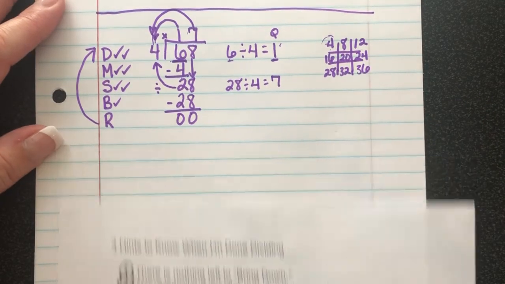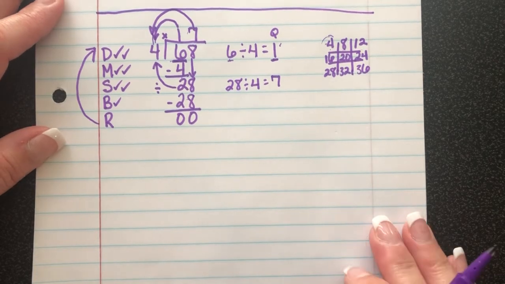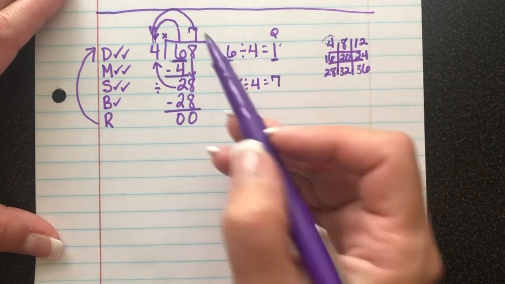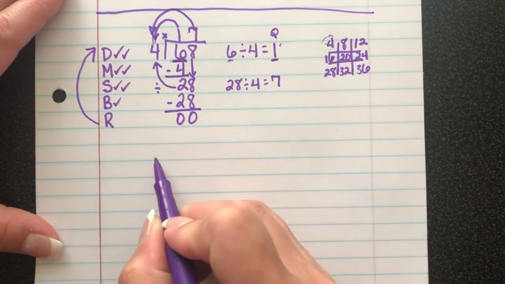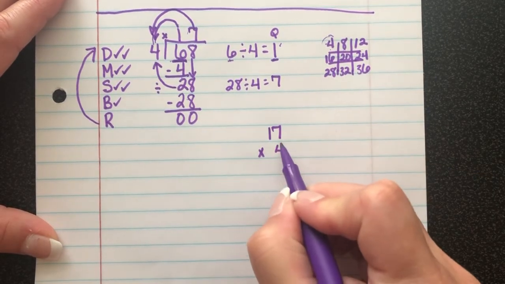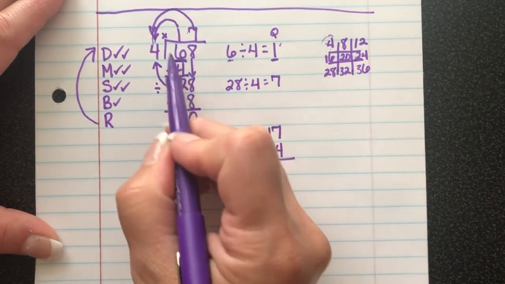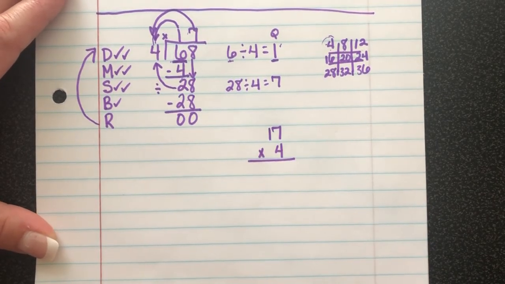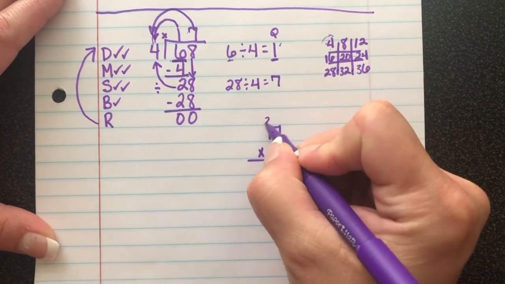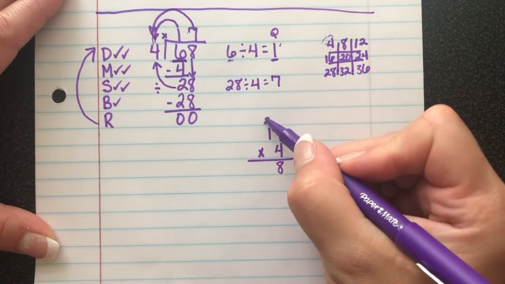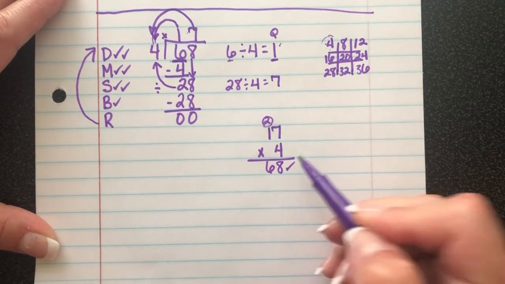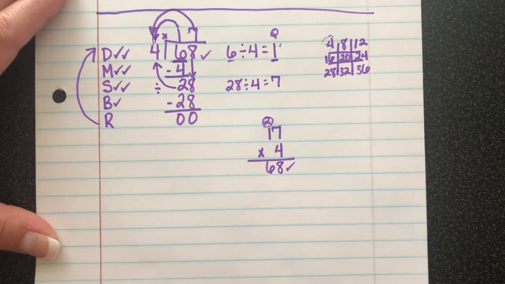Now I need to check it, okay? So here's how I'm going to check it. We're going to do the opposite of division, which is multiplication. So now I'm going to take my 17, let's do it over here, and I'm going to multiply it by my divisor of 4 to see if I get my dividend of 68, kind of like a fact family. Okay, so 4 times 7 is 28, so I'm going to write my 8 and carry my 2. 4 times 1 is 4, plus the extra 2 is 6, okay? It matches. So I know that I did this correctly.